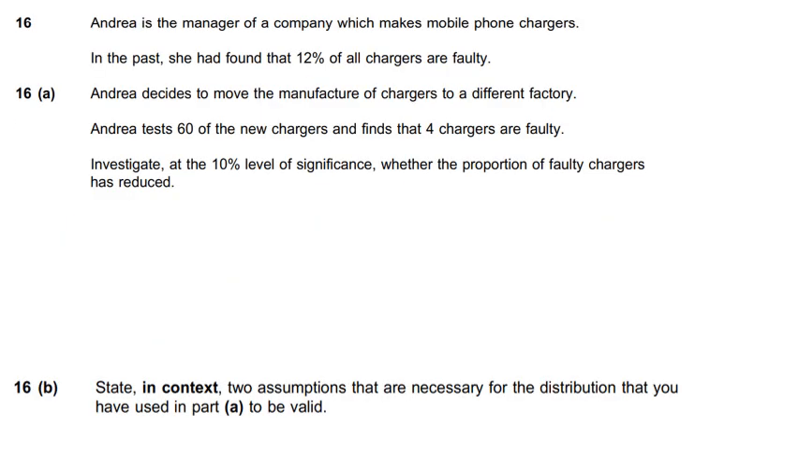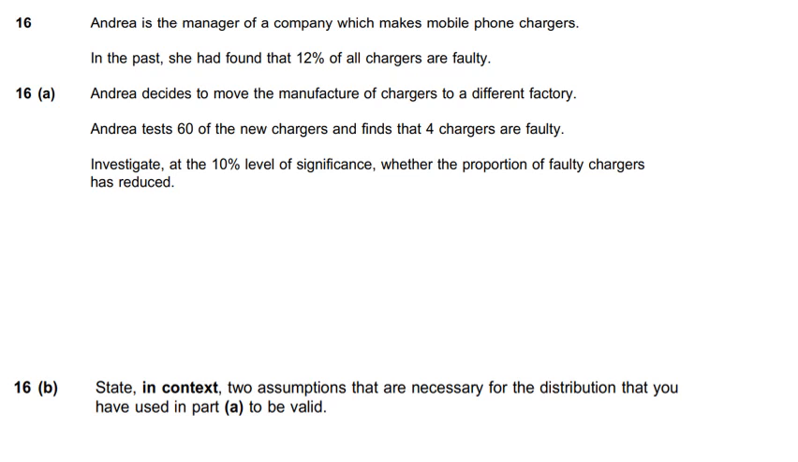And then the last bit is a hypothesis test. So Andrea is the manager of a company which makes mobile phone chargers. In the past, she found that 12% of all chargers are faulty. She decides to move the manufacturer to a different factory, and then she tests 60 of the chargers and finds that 4 of them are faulty. At the 10% level of significance, we want to find whether the proportion of faulty chargers has reduced.